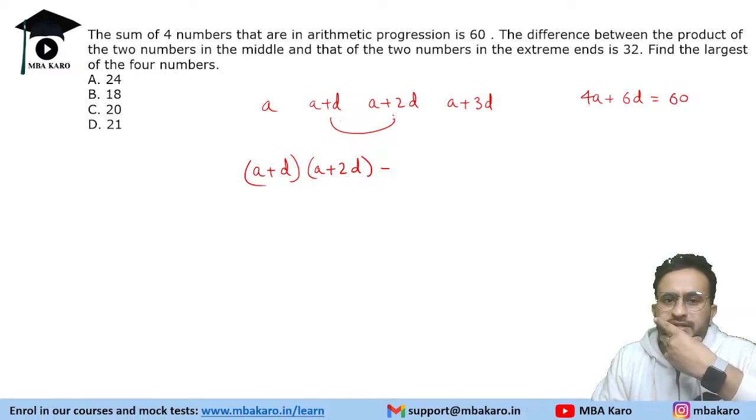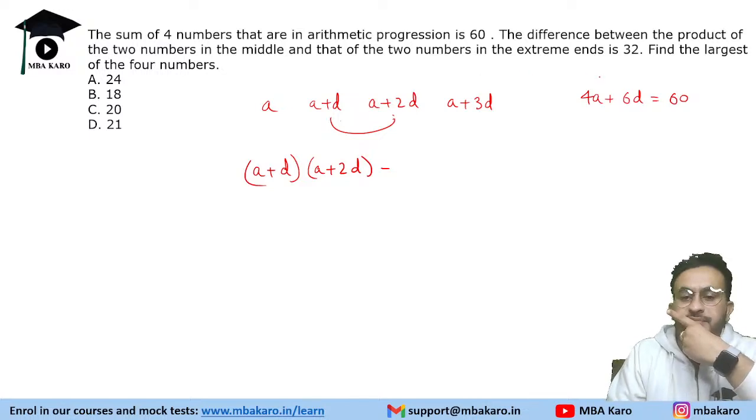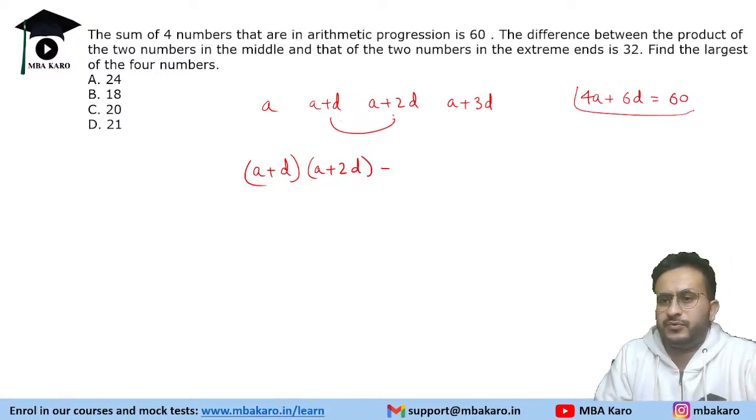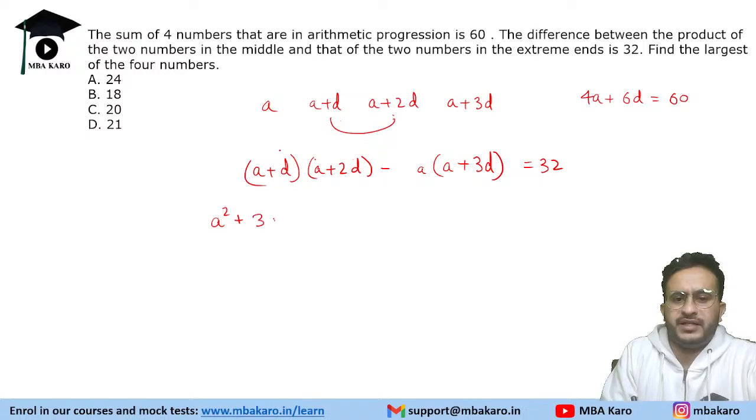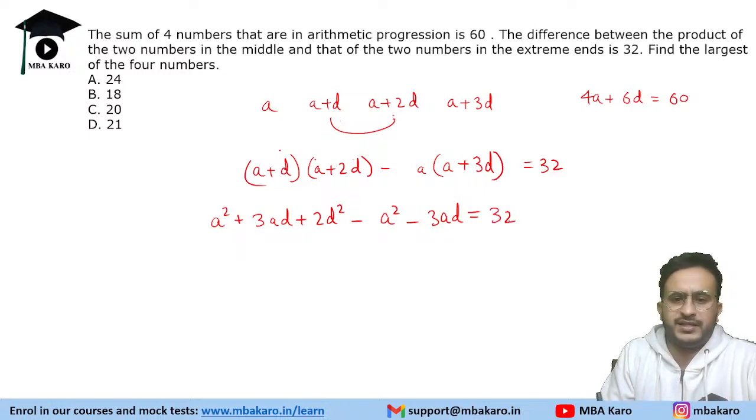Okay, the difference of the product of the two numbers in the middle and the two numbers in the extreme ends is 32. So one equation, let's put by equation. So 4a plus 6d is equal to 60. And if we take the product, maybe some of these terms will cancel out and we will be able to solve it. So a square plus 2ad plus ad plus 3ad plus 2d square minus a square minus 3ad. So yeah, things got cancelled out.